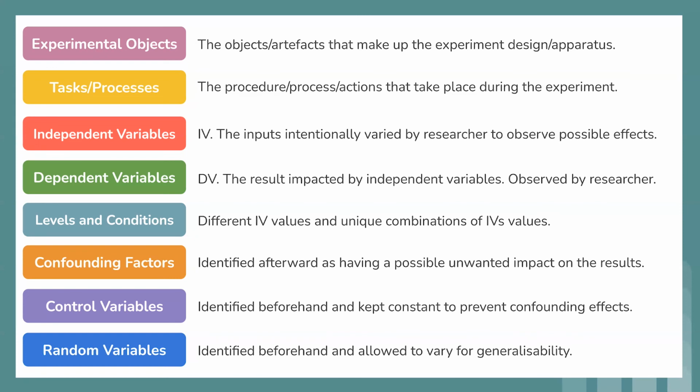Confounding factors are identified after the experiment is concluded. They could or did have a result on the dependent variables. This makes it hard to gauge how much of the dependent variable change was due to the independent variables, as it could have been due to the confounding factors, and thus makes it hard to draw any conclusions from the results. Control variables are identified beforehand and are kept constant in order to prevent them from having confounding effects on the experiment. Finally, random variables are identified beforehand and could have an impact on the dependent variables, but are allowed to vary as they increase the generalizability of the results of the experiment.